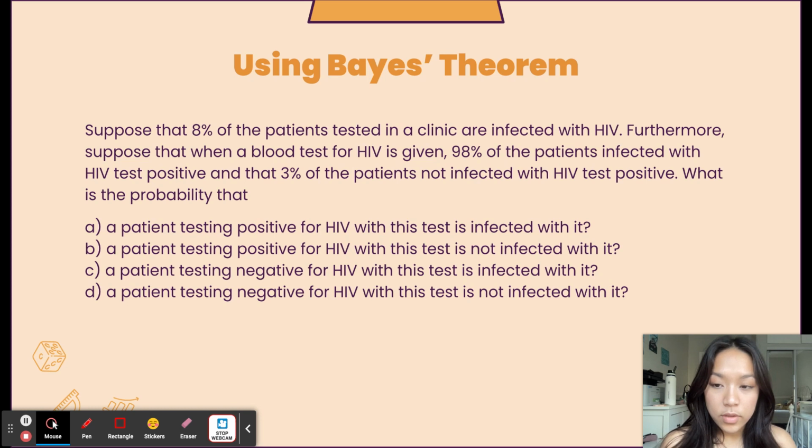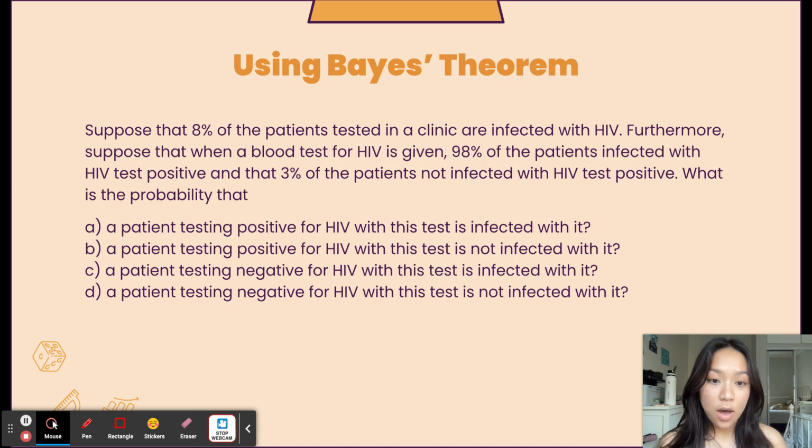So we have four different scenarios, and we can split them into two sets basically. The first set is going to be that they test positive for HIV. And in that set, we're going to have two situations.